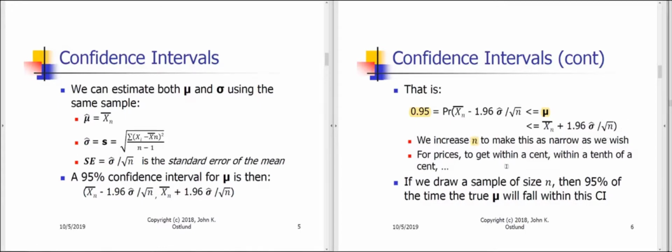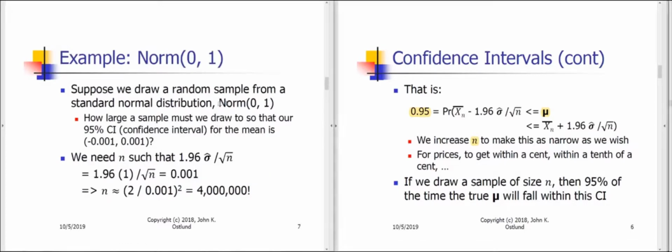Now, because n is in the denominator here, as we increase n, that narrows our confidence interval. So if the random variable represents the price of some financial instrument, then we can increase n until our 95% confidence interval gets down to a penny, or down to 1/10 of a cent, or whatever precision we need.